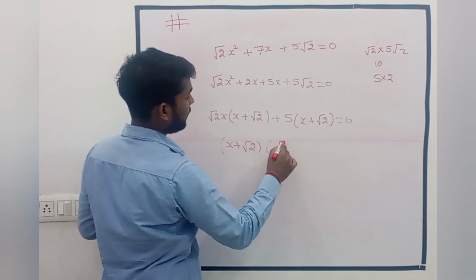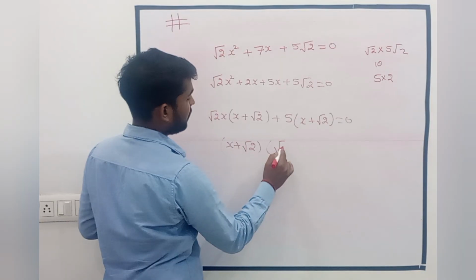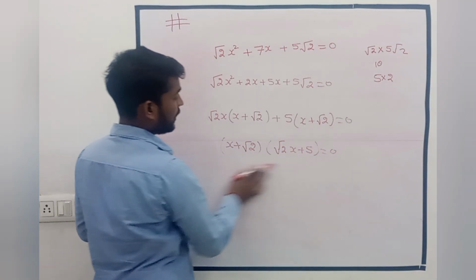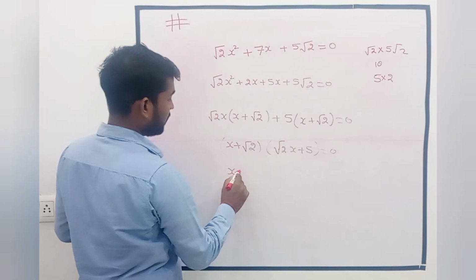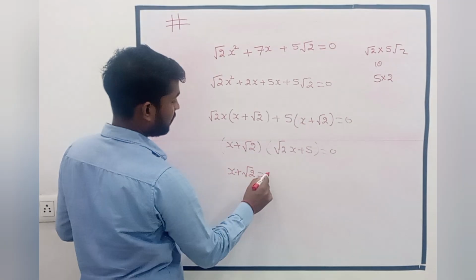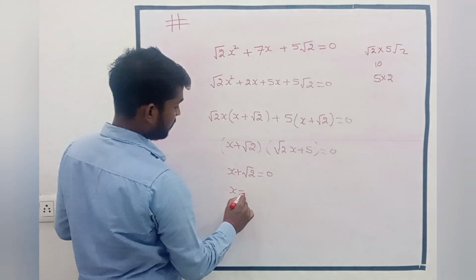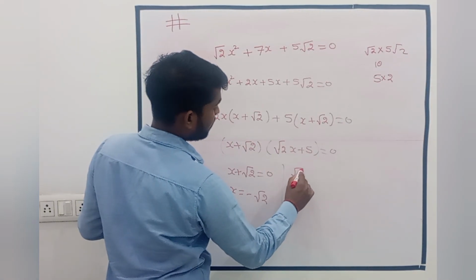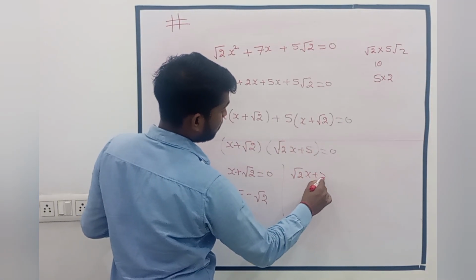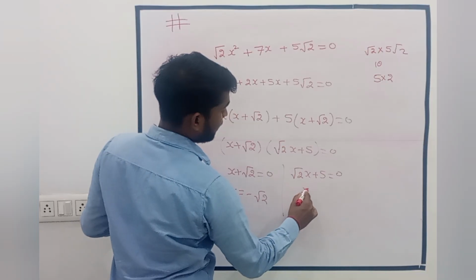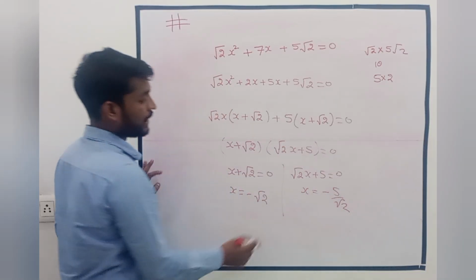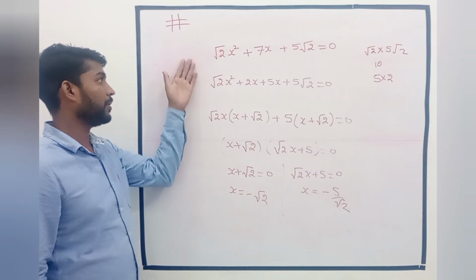Here is root 2. We have again two linear factors. This is the factorization method, and again we solve this. We find the value of x as minus 5 upon root 2, and these are the solutions of this equation.